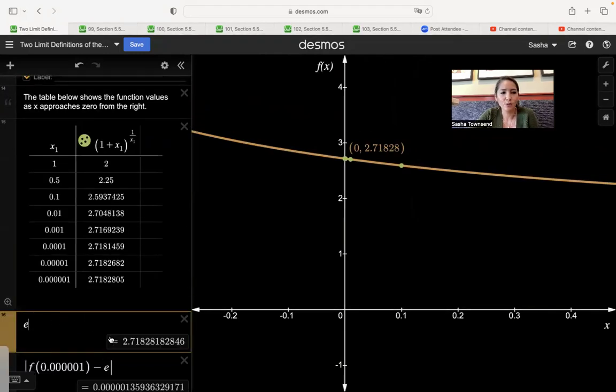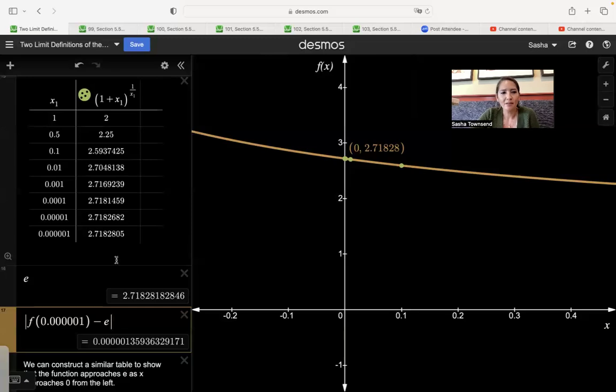And you can see that numerically as well. If you look at the value of e given by Desmos, it's not exactly the same as this one. The difference between f evaluated at 1.000001 and e is actually 0.000001. So we're off by about 1/1,000,000. But otherwise, these are the same. These two function values are the same as each other for the first 5 digits after the decimal point. So we can see that as x approaches 0 from the right, the y values on the graph approach e.